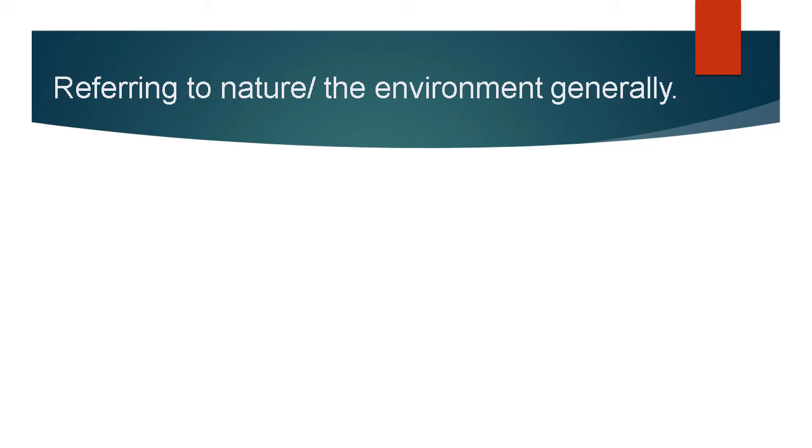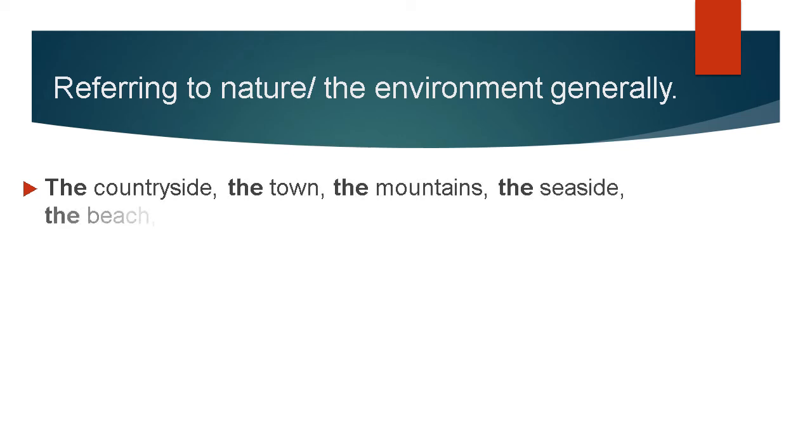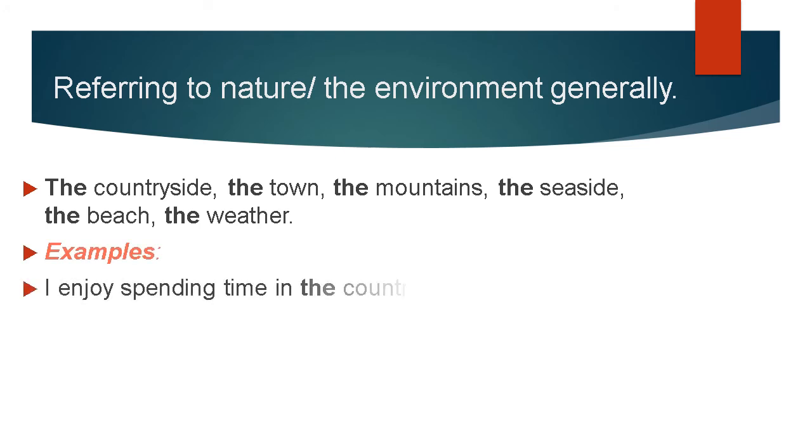نستعمل the to refer to nature or the environment in general. نحب نهضر على الطبيعة ولا البيئة. For example, we have the words the countryside, الريف, the town, the mountains, the seaside, the beach, the weather. Examples: I enjoy spending time in the countryside. ما نقولوش in a countryside. No, but we say the countryside.